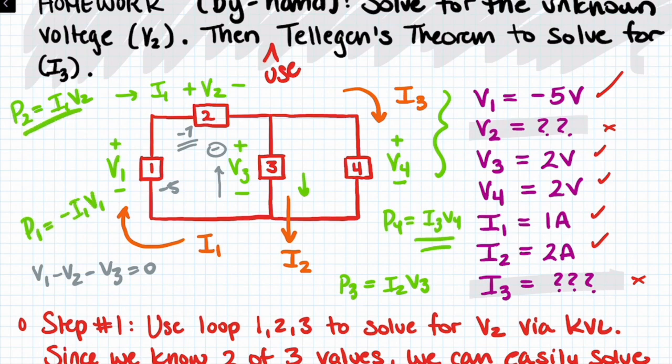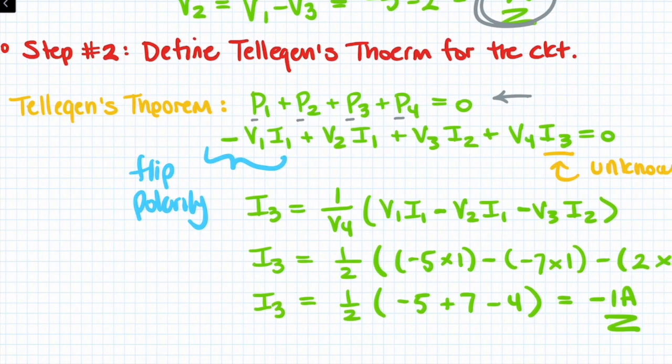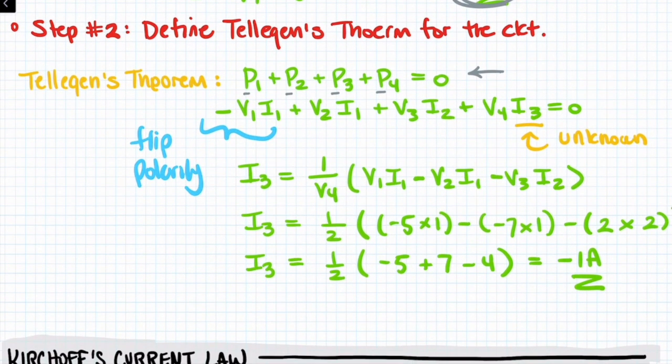Okay, so we're going to take this, and this, and plug it in down here. And you can see we end up with 4 different values. We end up with negative V1 I1. Remember, that's the only one that doesn't satisfy the passive sign convention. V2 I1, V3 I2, V4 I3. The only unknown value is I3. And so as you can see, we have a pretty clear algebraic equation, and we can solve for I3.